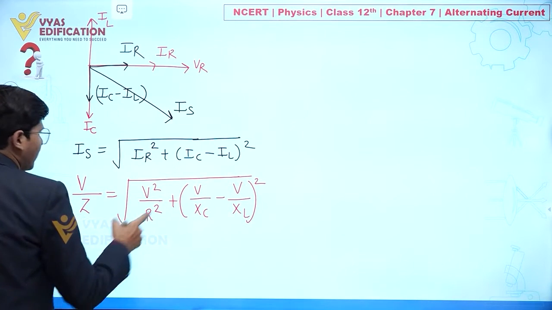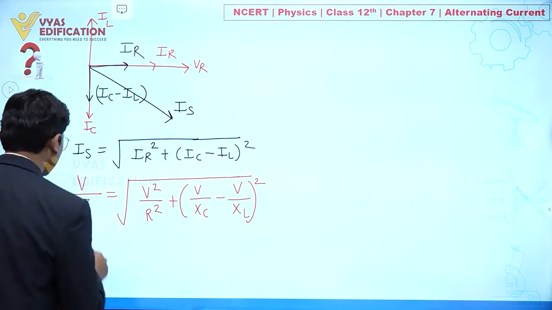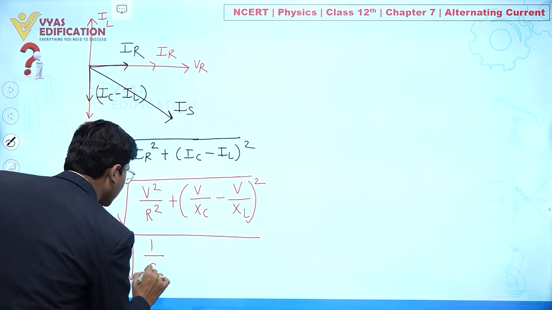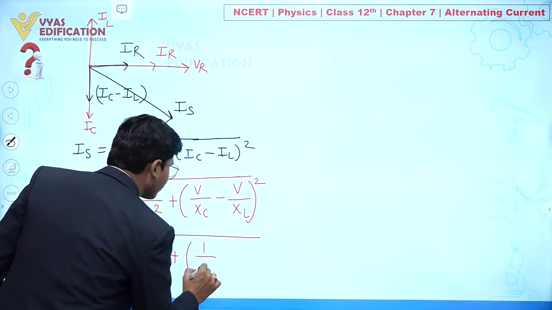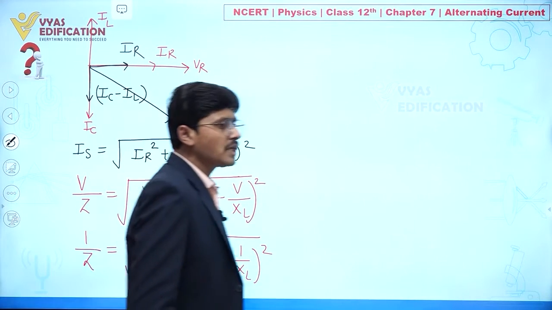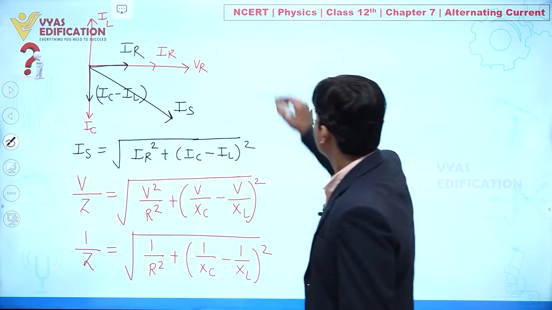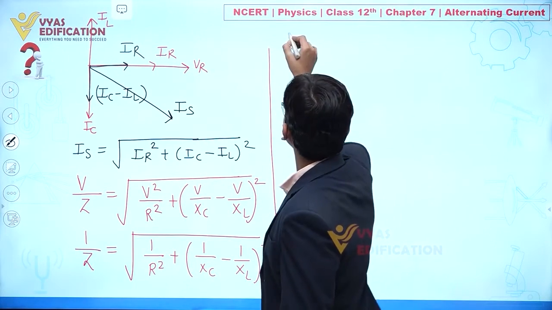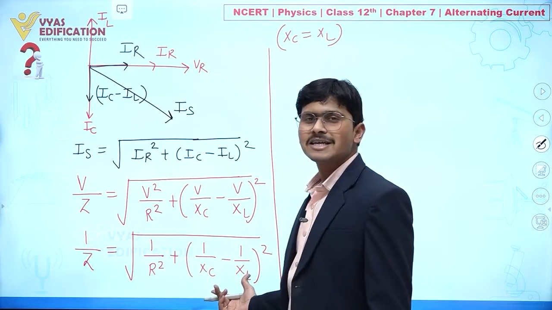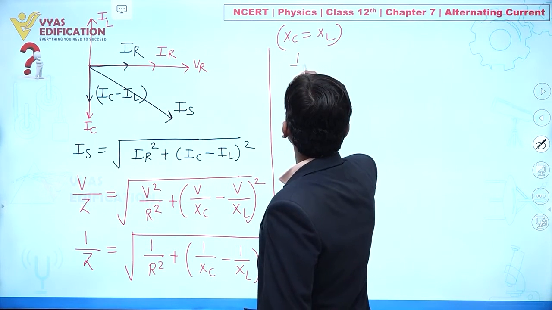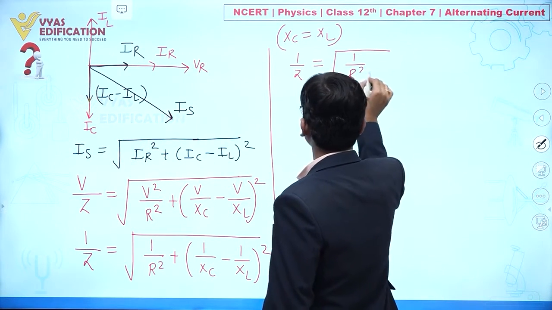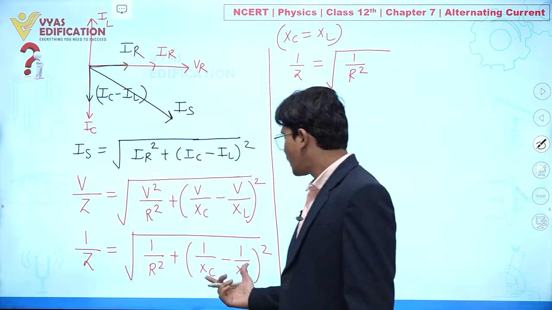So now if we take V common, we can write 1 by Z equal to under root of 1 upon R square plus (1 upon XC minus 1 upon XL) whole square, yes or no. Now whenever we are talking about resonant frequency, at resonant frequency XC equals XL, yes or no. So when XC equals XL, this term becomes 0. It means 1 by Z is equal to only 1 upon R square, clear. So at resonant condition you are getting this term 0.